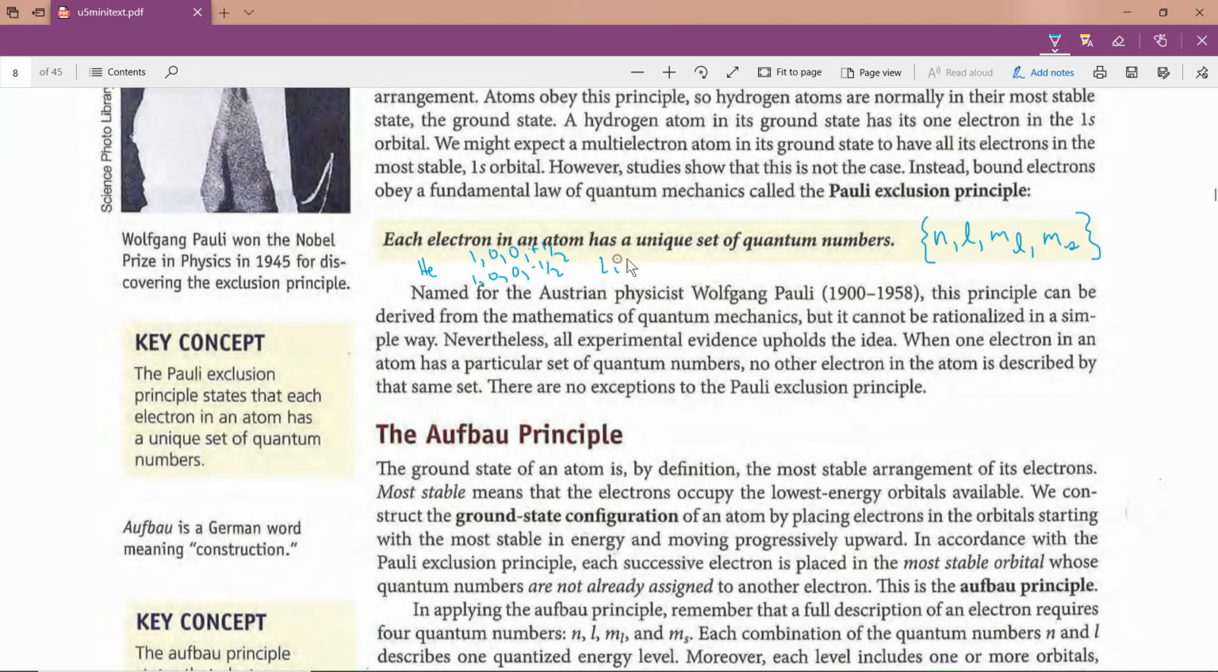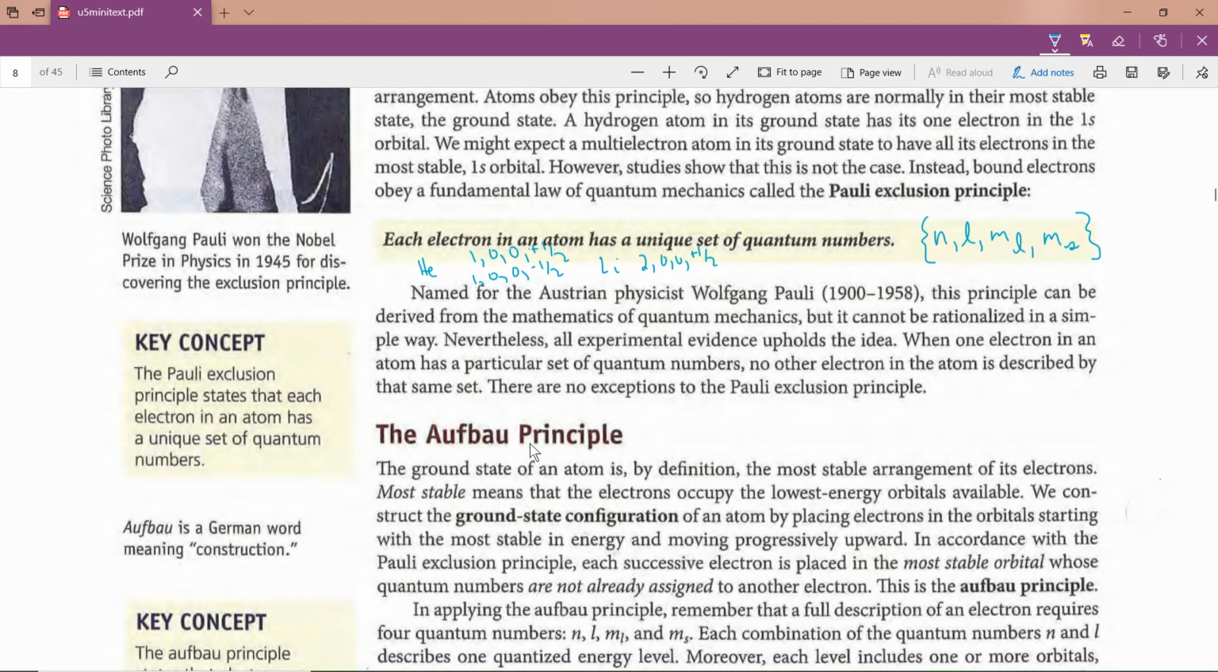Lithium, well, I have 3 electrons. Would I do 1, 0, 0? I can't. So I have to go to the next n value. I have to go up. So 2, 0, 0, plus a half or minus a half, and onward. So that idea of the Pauli exclusion principle helps us understand the Aufbau principle.